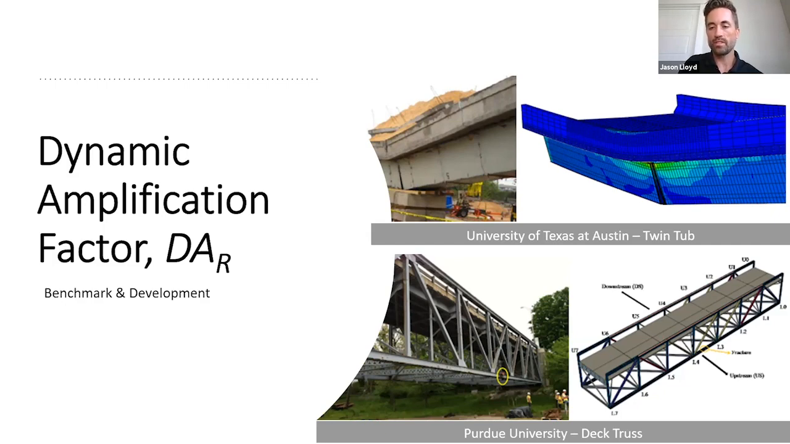Data from the 2 university experimental programs were used to benchmark these dynamic analyses. Then the 5 previously mentioned bridges were also used to develop the factor, along with the Dan Ryan Expressway Bridge cross girder that fractured in 1978, as well as 11 more continuous twin tub girder bridges of varying geometry.